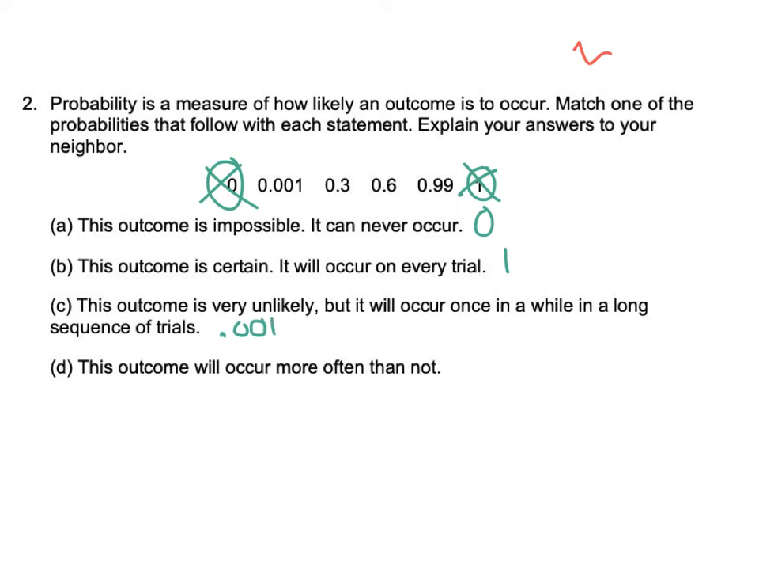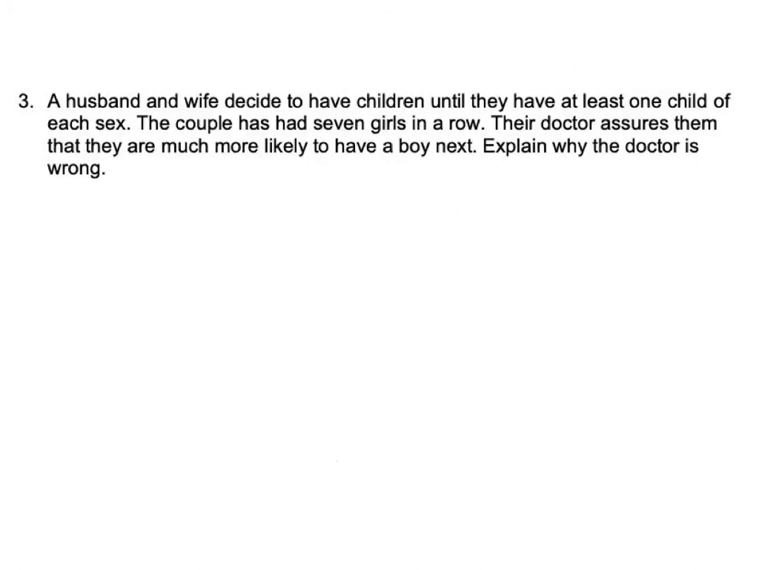So 1/1000th, 0.001. And then this outcome will occur more often than not. So there's probably two you could choose here. I'd say 0.6 or a 60% chance is the best. It's happening more often than not. 99% is happening almost all of the time. So I would say that's not the best one here.